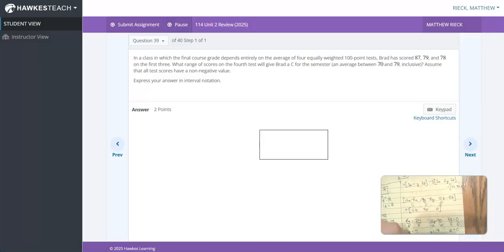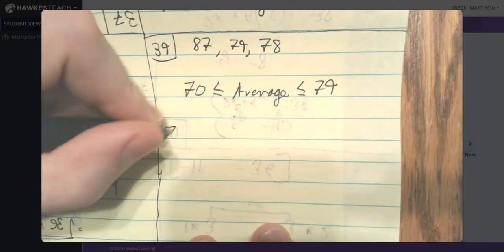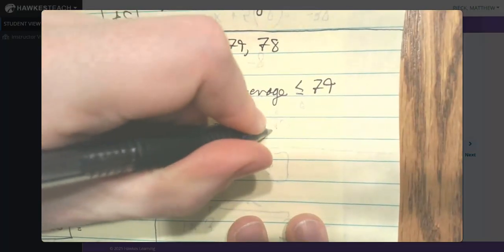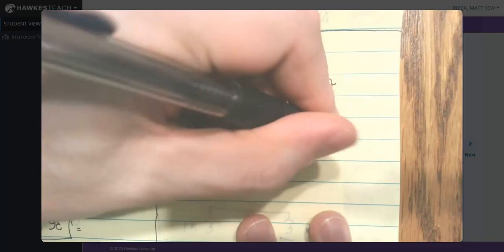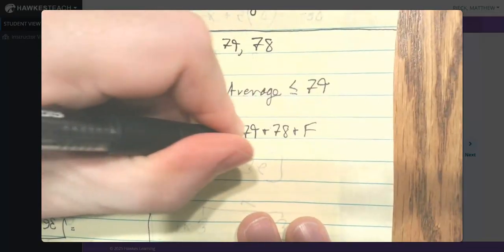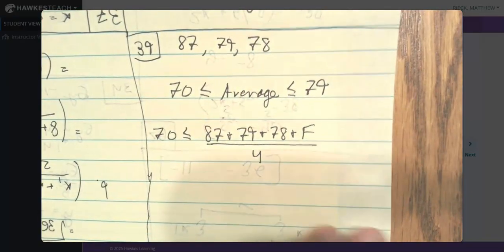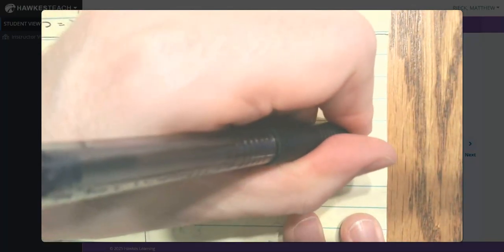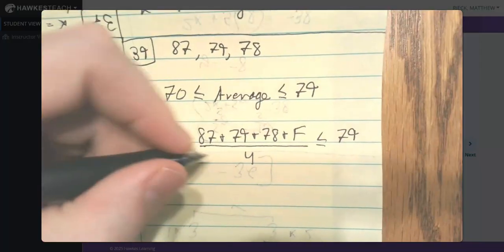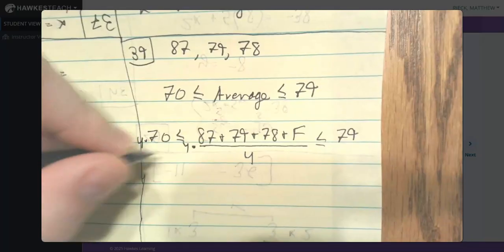Alright, and we have the first 3 tests are 87, 79, and 78. Alright, so again, the average is what we get when we take all 4 tests, so we have 87, add them together, plus 79, plus 78, plus, we'll say F for the 4th test, that's the grade he's getting, and then we divide that by 4. Alright, this has to be in between 70 and 79, again, inclusive there. Alright, so first I'm going to get rid of the 4 in the denominator, so I'm just going to multiply each side by 4.